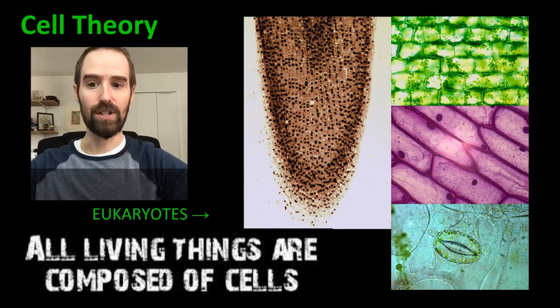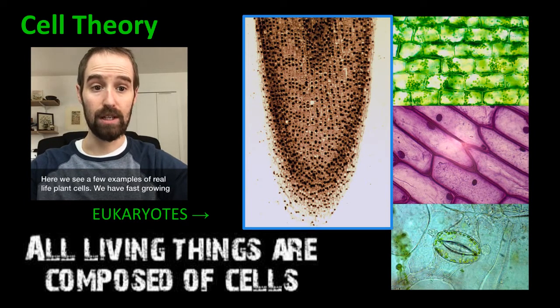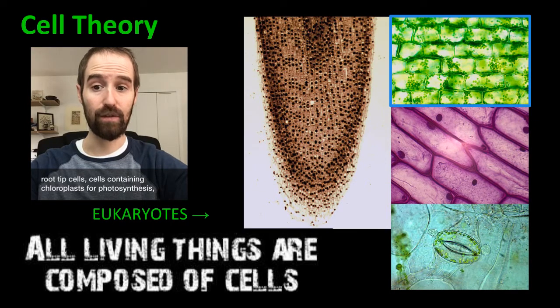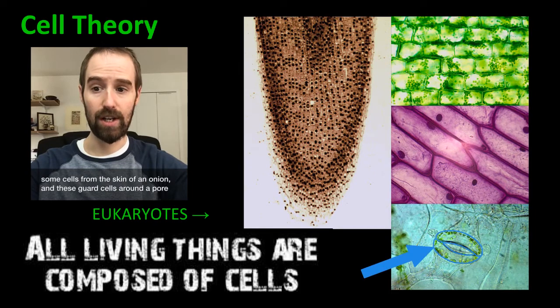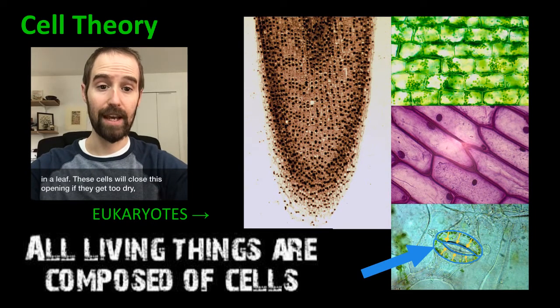Here we see a few examples of real-life plant cells. We have fast-growing root tip cells, cells containing chloroplasts for photosynthesis, some cells from the skin of an onion, and these guard cells around the pore in a leaf. These cells will close this opening if they get too dry, preventing this plant from losing water.